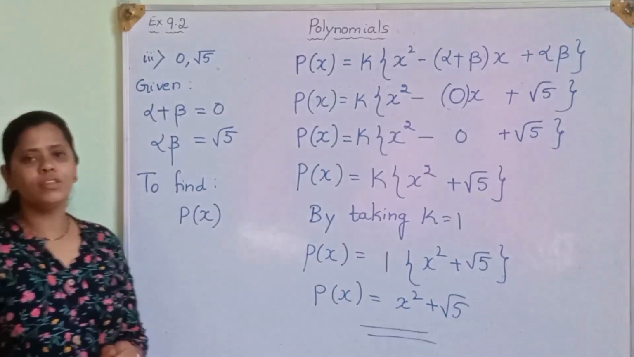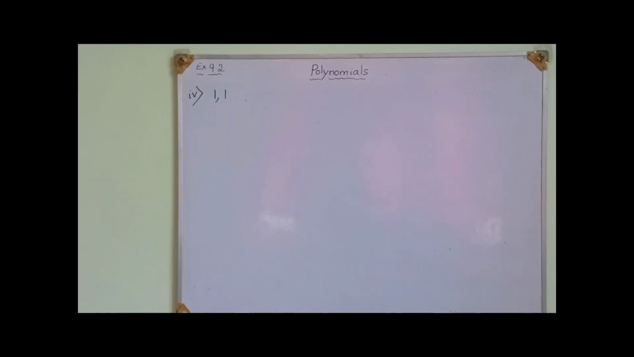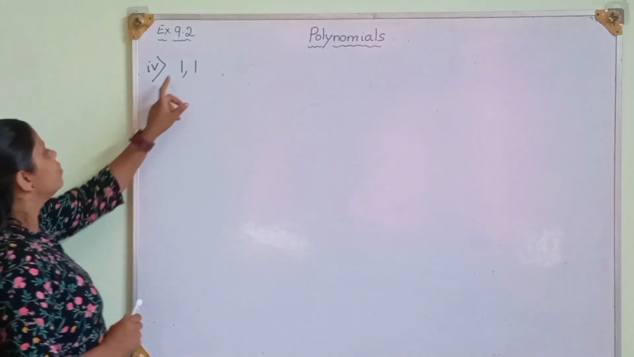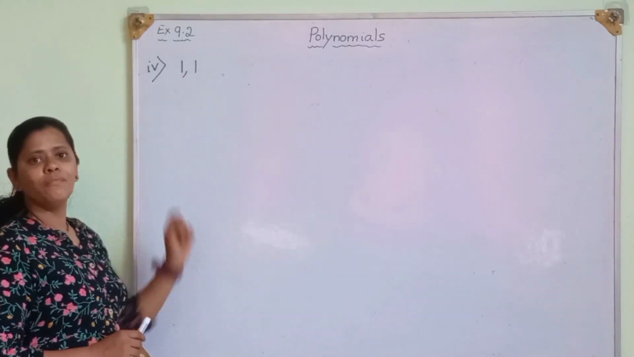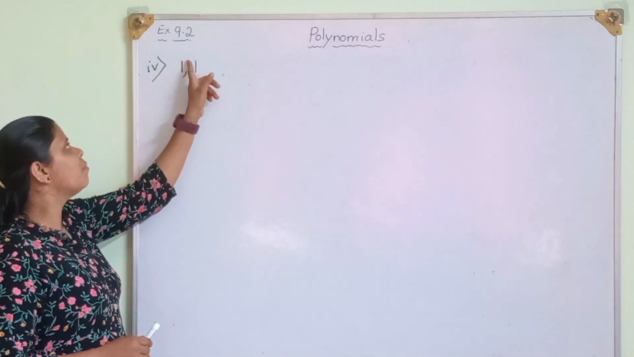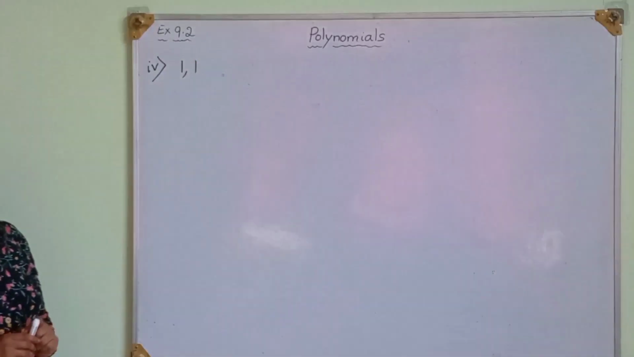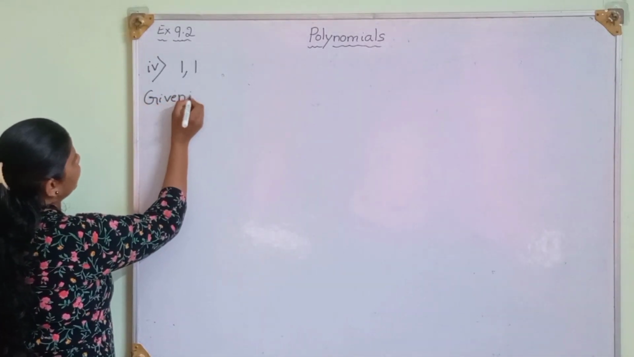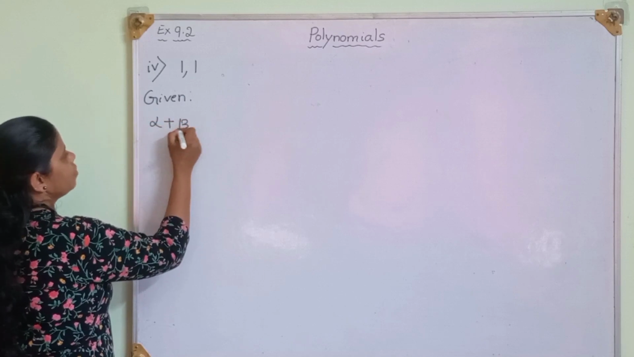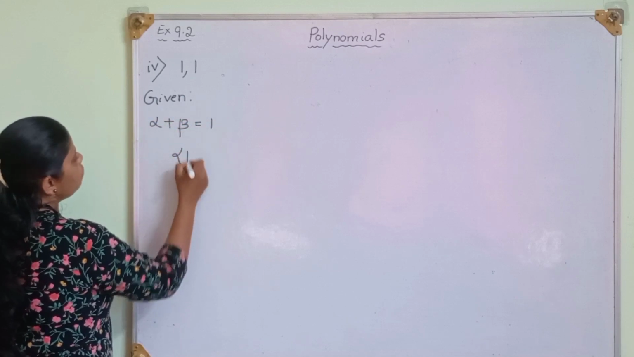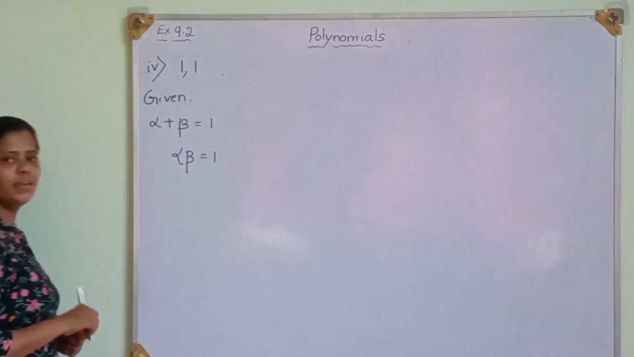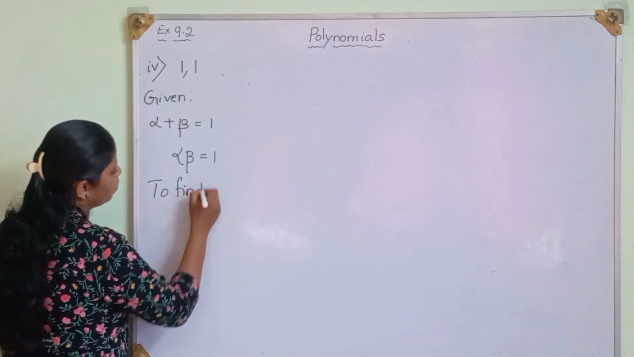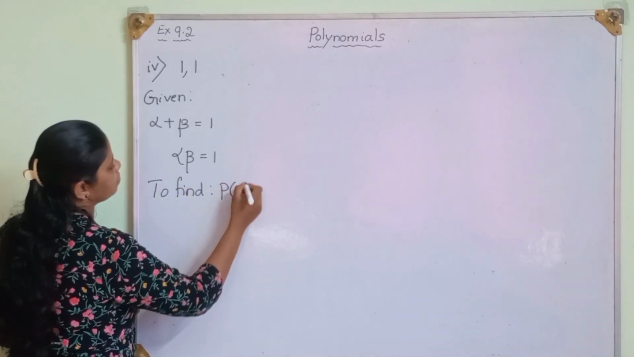Let us solve the fourth problem. We know that 1, 1, what are these? These are the sum and product of the zeros of the polynomial. That is, what is given? Alpha plus beta is equal to 1. Alpha into beta is equal to 1. It is given. What we have to find? We have to find P of x.